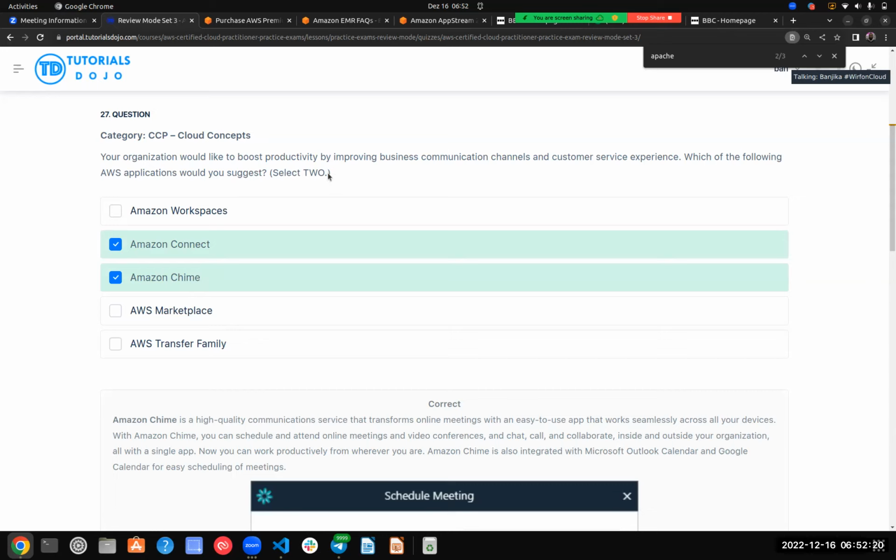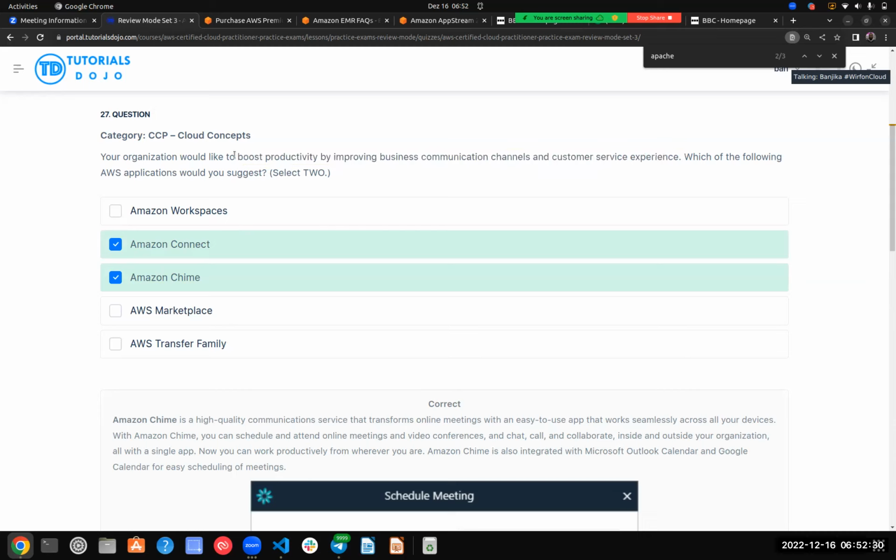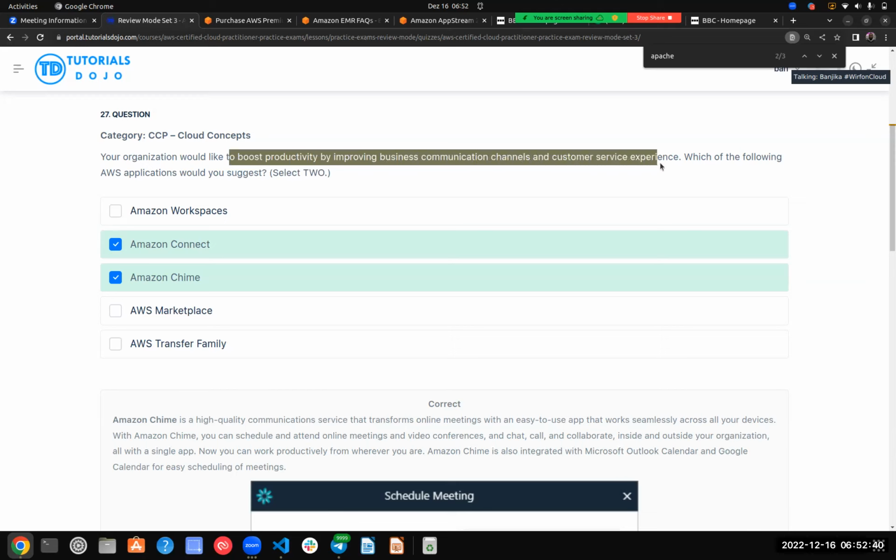So that's the key thing, because the question here is you are boosting productivity by improving business communication channels and customer experience. Amazon WorkSpaces is when you are just trying to create desktops, so Linux and operating it. Does that boost productivity by improving business communication channels and customer experience? It doesn't. When you look at Amazon WorkSpaces, it doesn't say anything about this. It's just creating desktops, but they are just virtual. So rather than avoid Chime, because you've not seen it, that could be the answer.